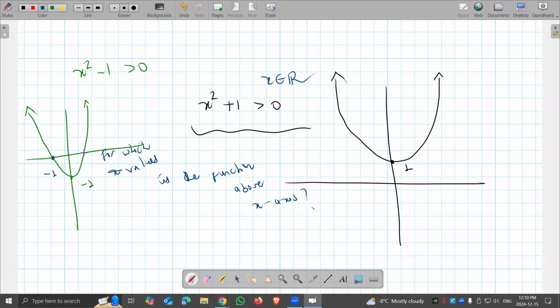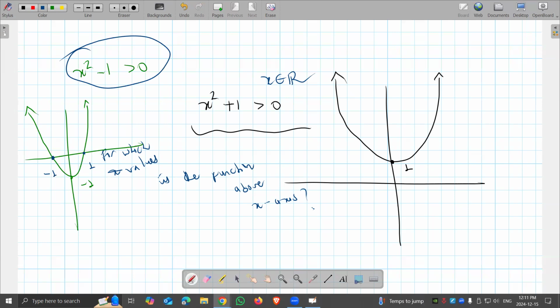It looks like this. It has x-intercepts at positive and negative 1, has a y-intercept and a vertex at -1, and is opening up. What's the answer to this question? It's the same question. For which x values is the function above the x-axis? But the answer is slightly different. Ideas?